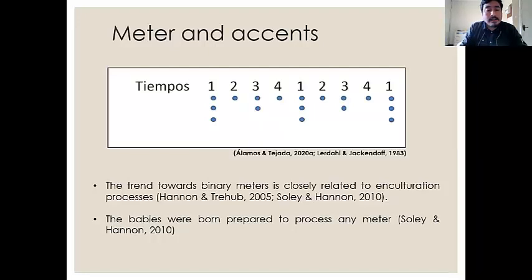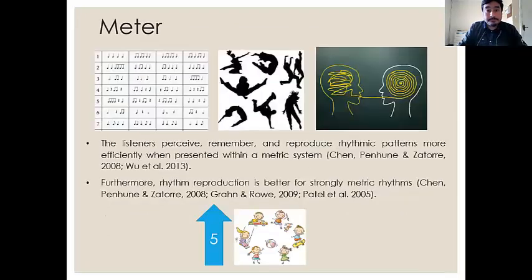In this sense, some findings suggest that babies are born prepared to process any meter, but due to cultural aspects, a perceptual specialization of the meter is generated during the first year of life, or even before birth in utero. In summary, meter discrimination is essential for a correct psychological understanding of music, body movement, and language.